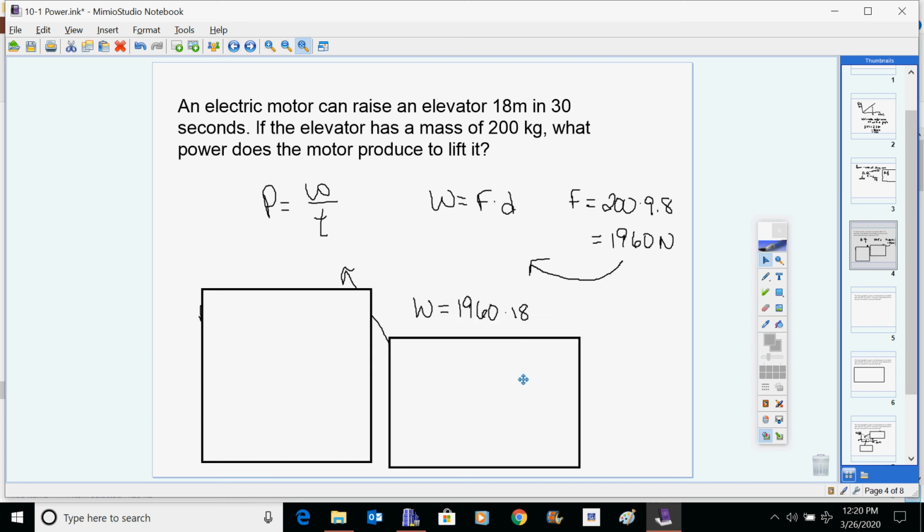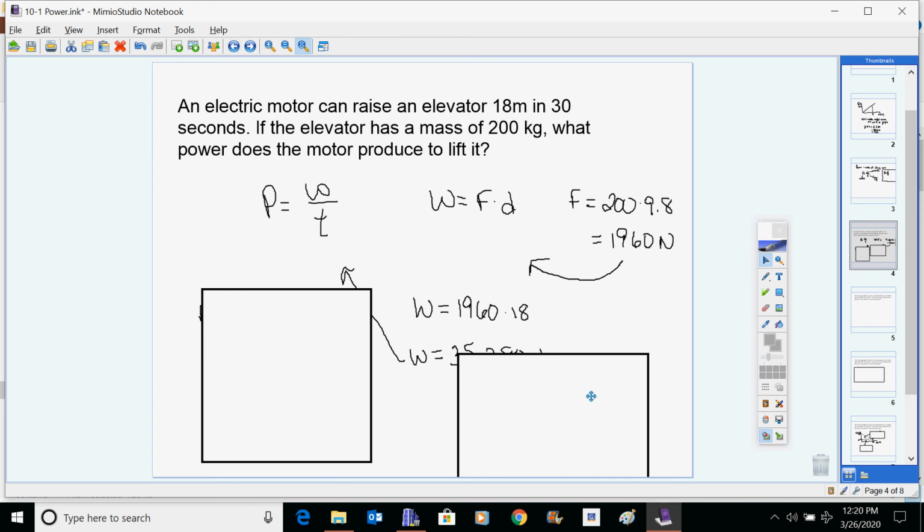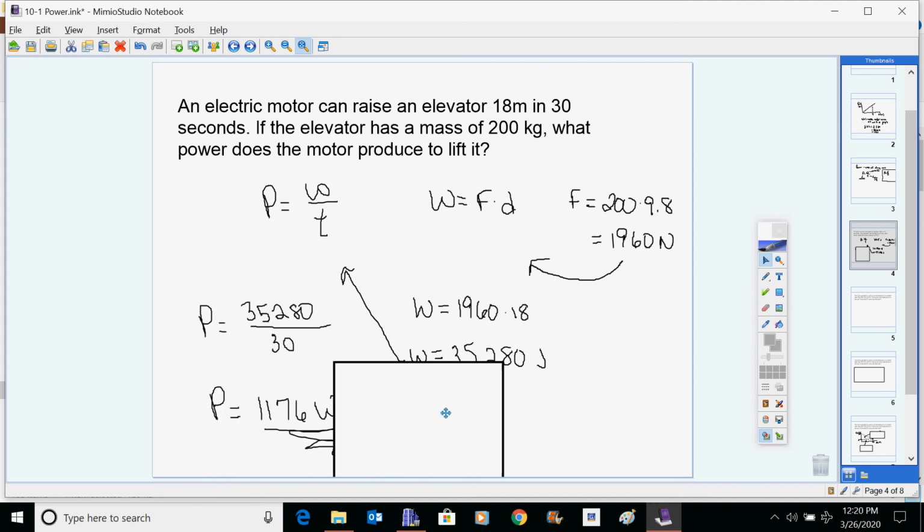18 meters is our distance in force times distance. When we multiply those together, you get 35,280 joules, so that's your work. And now we can bring in the 30 seconds of time that it took to do that. So the power needed to have that happen would be 1,176 watts. Okay, so that's 1,176 joules per second during the whole time that this is happening. All right, so remember, power is a rate of doing work.